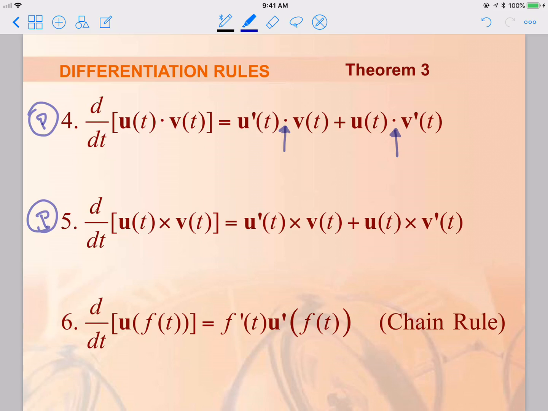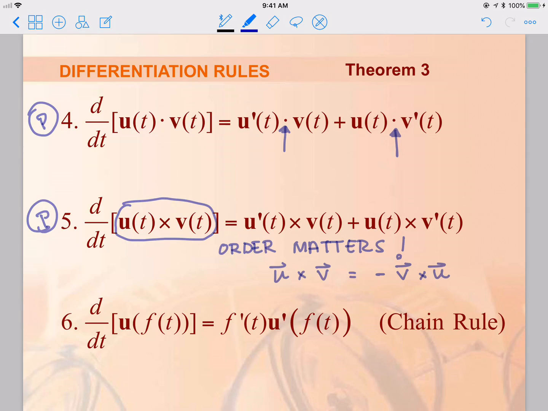The thing I want to note for the cross product is that the order matters. Okay? So remember that u cross v is going to be negative v cross u. Do you remember that? So here, if you are taking the derivative of u cross v, make sure that you are doing u prime cross v plus u cross v prime. Whereas for the dot product, order doesn't matter because taking the dot product is commutative.